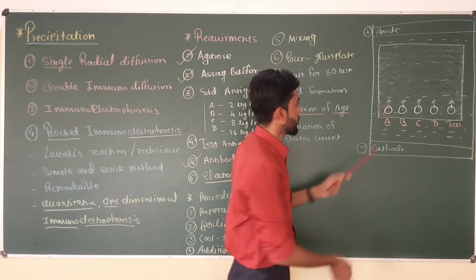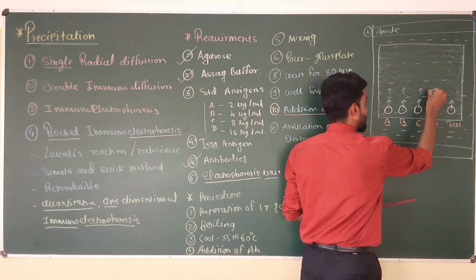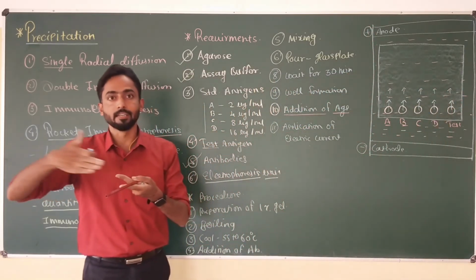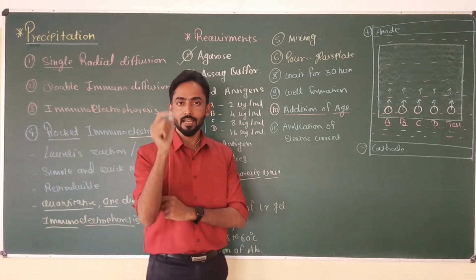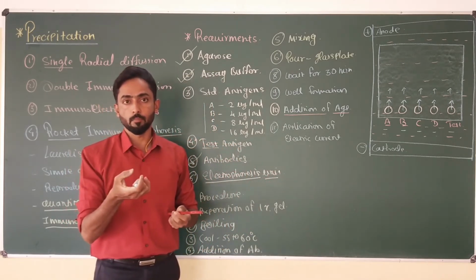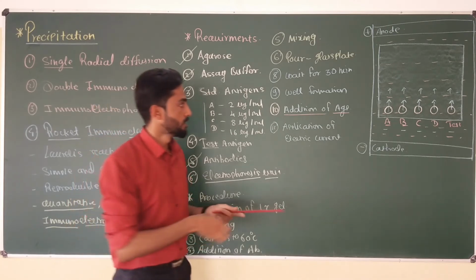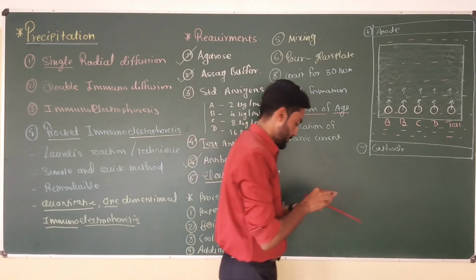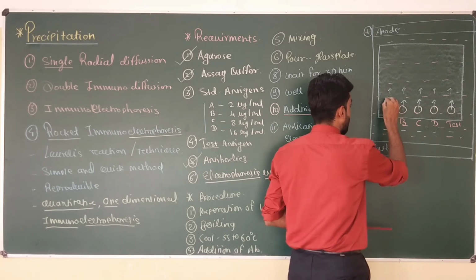As the antigen moves in the gel towards the anode, its concentration goes on decreasing. At one point, the zone of equivalence is reached, and at that point the antigen combines with the antibody to produce an insoluble precipitin complex, which gives a white precipitation line. After the electrophoresis, you can see the precipitation line like this.